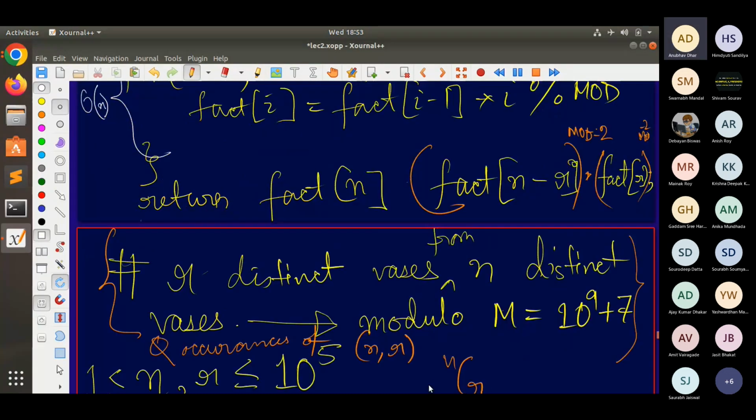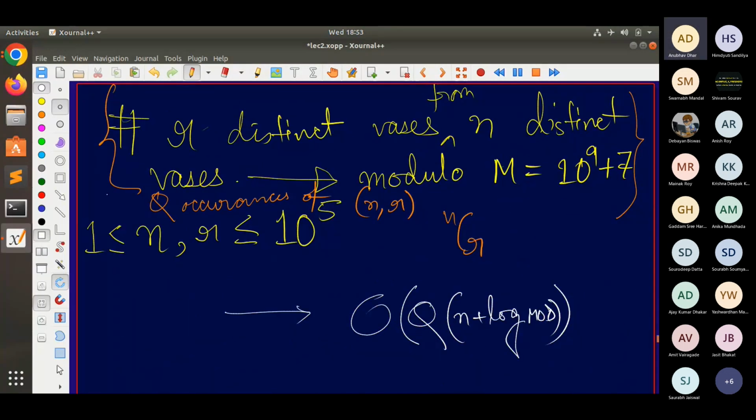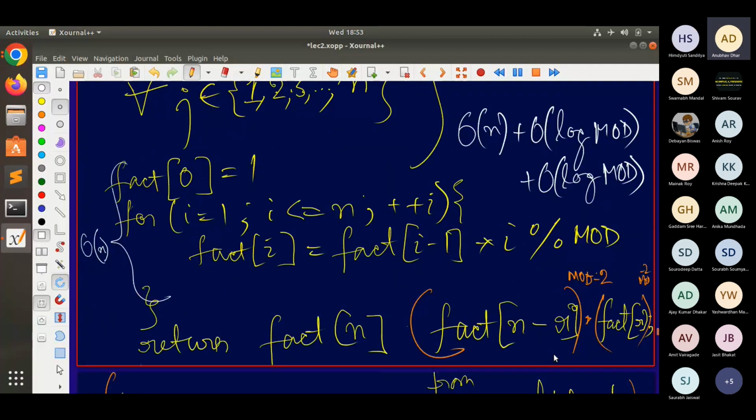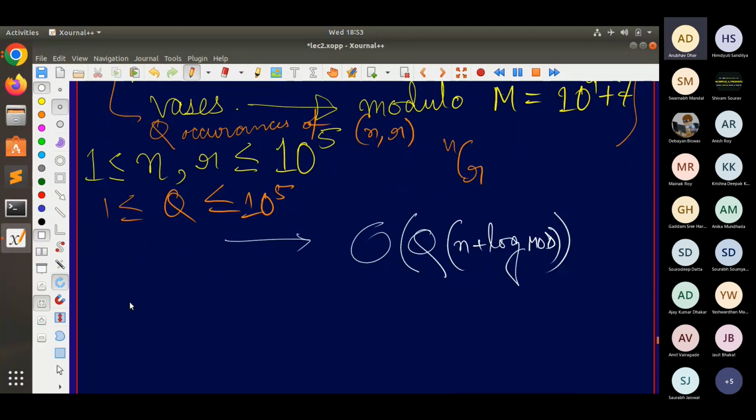So any improvements that you can suggest? If q is also of this range, then you will definitely get a time limit exceeded. We have already calculated the factorial of all n integers. Exactly. So we can pre-compute this for, let's say, 10 to the power 5, and then we can keep a separate function that takes n comma r and returns this value, right?